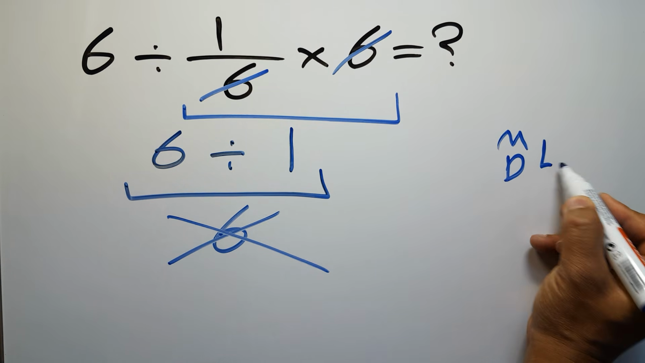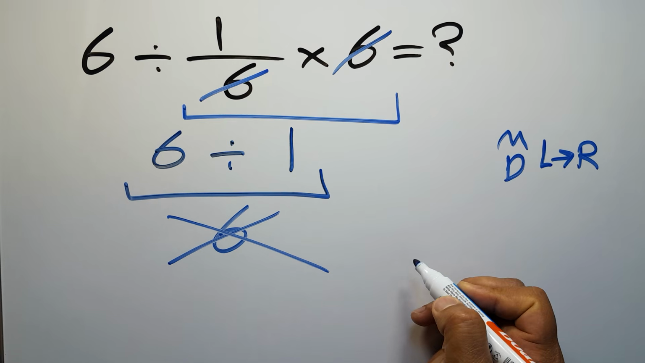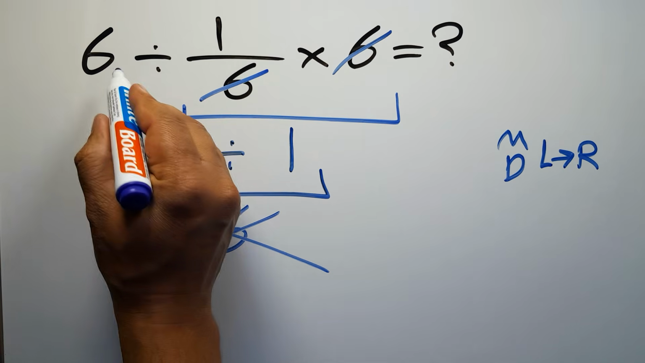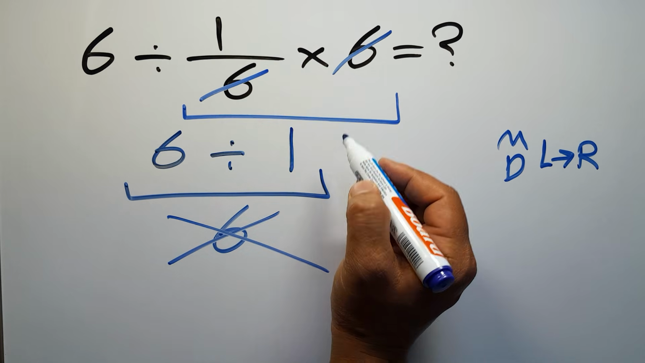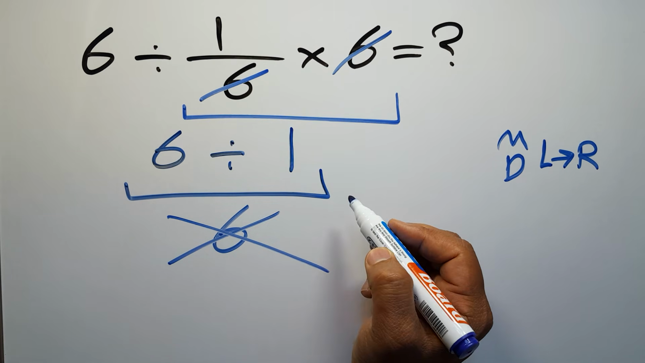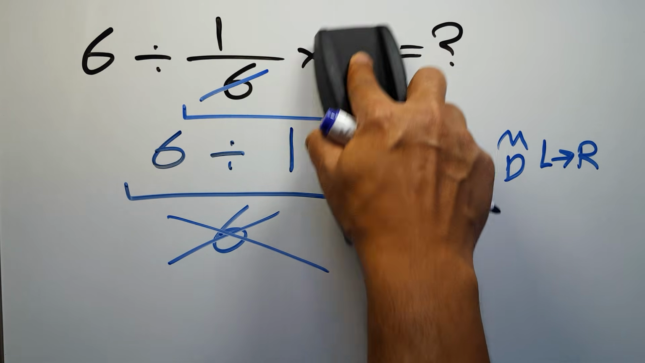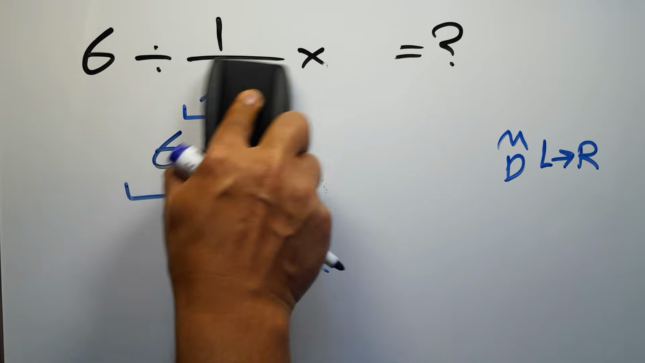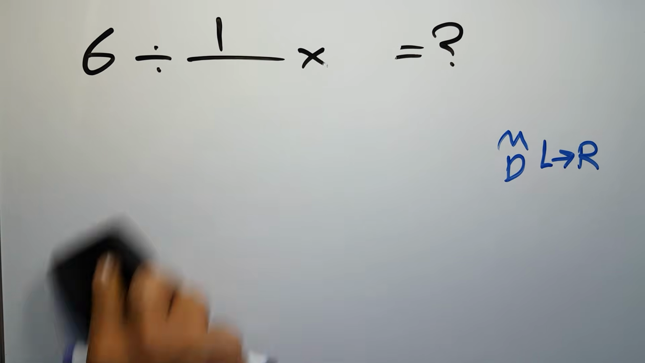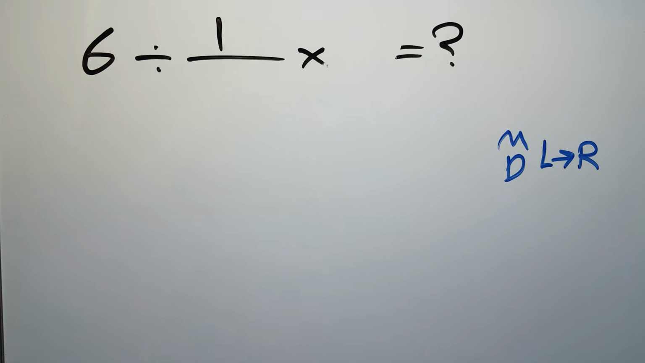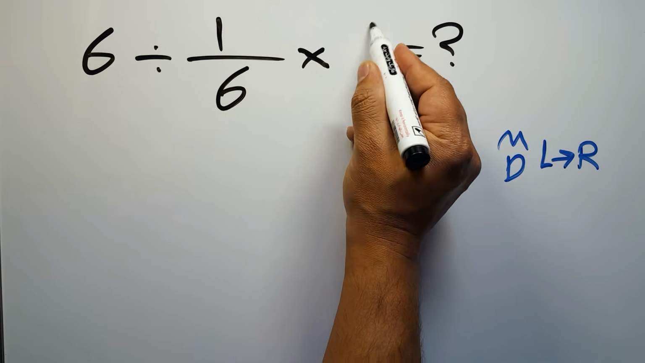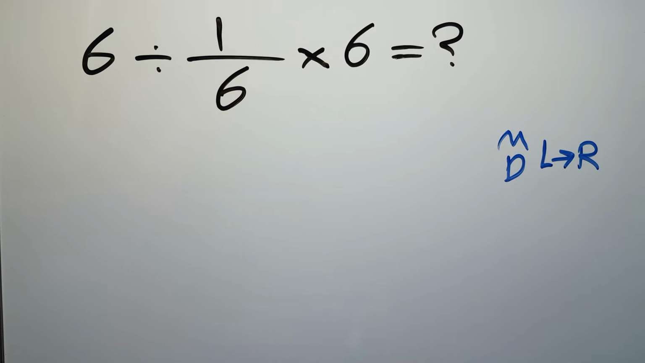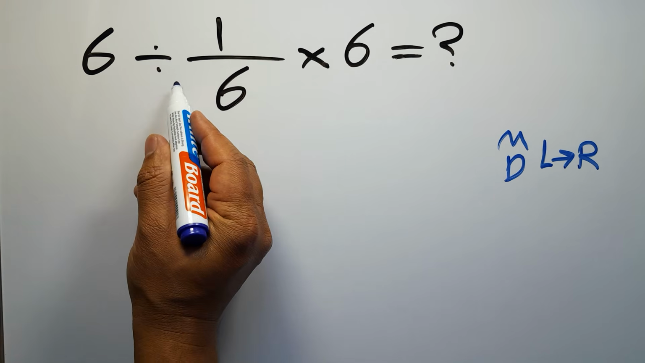priority and we have to work from left to right. So here first we have to do this division, then this multiplication. If we do this multiplication before this division, it is wrong. So first we have to do this division.